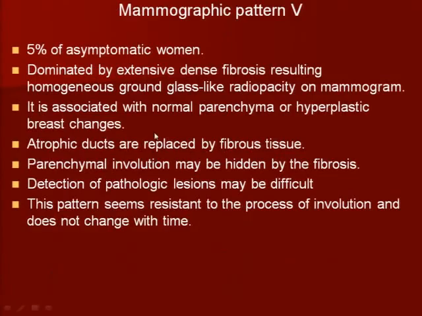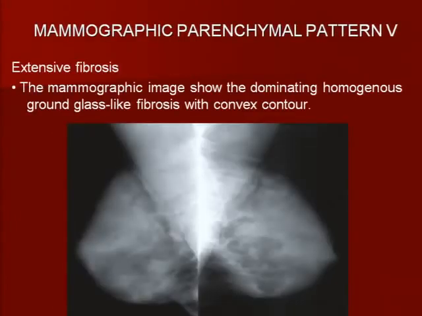Okay. Mammographic pattern 5 is the worst of the lot. Thank God it's only seen in 5% of asymptomatic women. It's basically dense, extensive fibrosis. The whole breast is ground glass radiopacity. And the ducts here have atrophied and been replaced by fibrous tissue. There's so much fibrous tissue, so much density. The parenchymal involution is also not seen. Lesions here are very difficult to see. You won't be able to see anything in this dense breast.